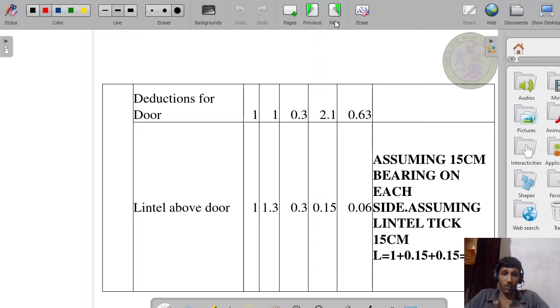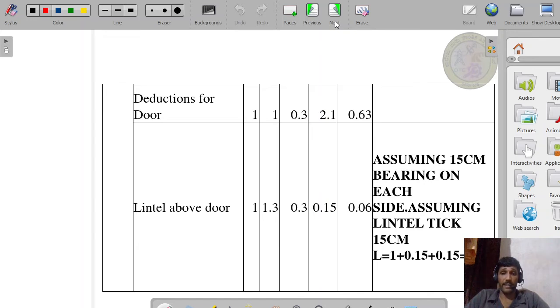Now deductions for the door. First item, deductions for the door. In this particular problem, only one door is mentioned, and its length is 1 meter, height is 2.1 meter, and thickness is as usual the wall thickness, 0.3 meter. That means multiplied by all this, it becomes 0.63 meter cube.